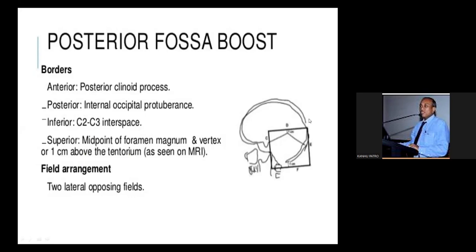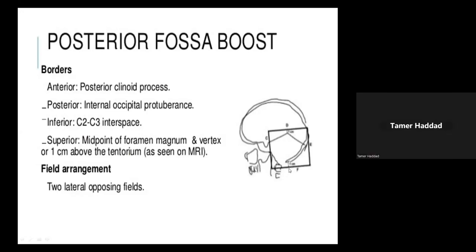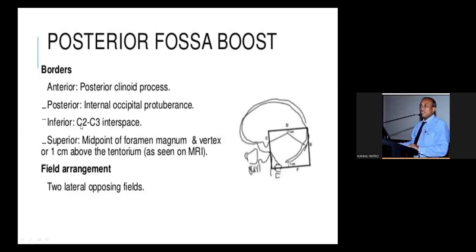For the posterior fossa boost, the anterior border is the posterior clinoid. 1 centimeter above is the tentorium cerebelli upper border. Posterior is the skull. Inferior is the C2 C3 interspace. So this has to be included.